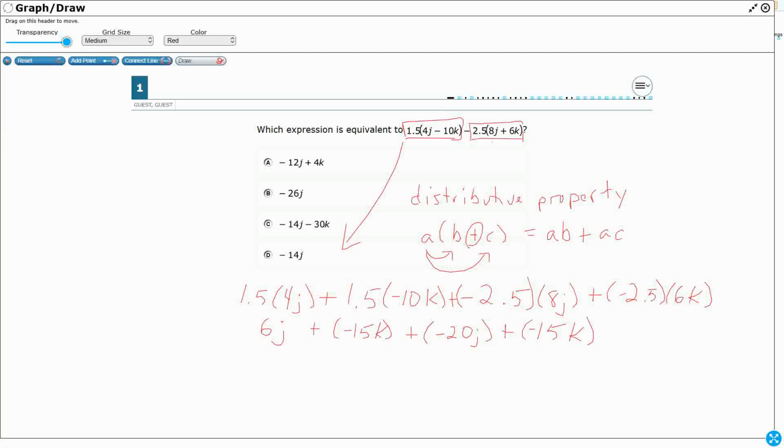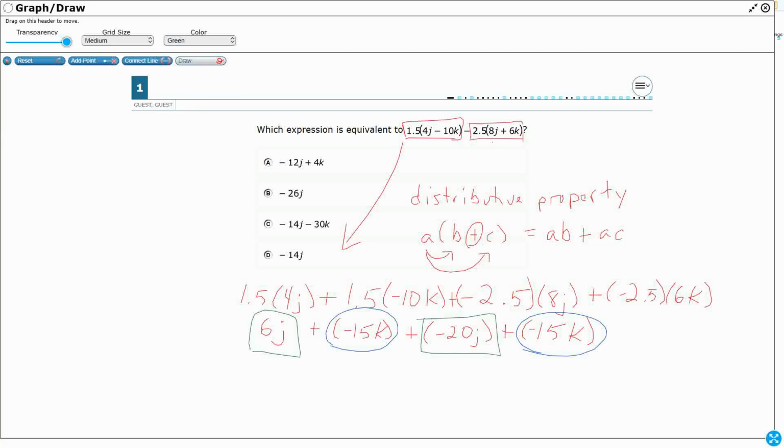All right, before we do anything, let's check our signs. Okay, so we have a positive 6j, a negative 15k, a negative 20j, and a negative 15k. So lots of negatives. Okay, at this point, we've got four terms, and what we should see here is that 2 are k's, so we can combine those. And then I've got 2 as j's, and we can combine those.